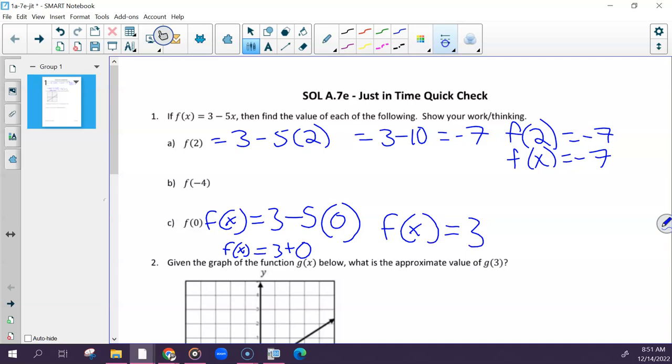Do we agree or disagree with Regina's answer? Agree. Anyone disagree? This should be the right answer. F of x equals 3, or f of 0 equals 3, either or. Okay. Any takers for B? Otis?